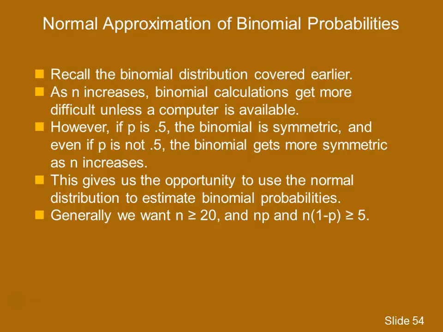Now, when would we want to do this? If n is large and the calculations would be too difficult to do by hand, and if we didn't have a calculator or computer around that could give us the exact answer. In general, to use this method, you should have n, the number of trials, to be at least 20, and n times p and n times 1 minus p should be at least equal to the number 5.